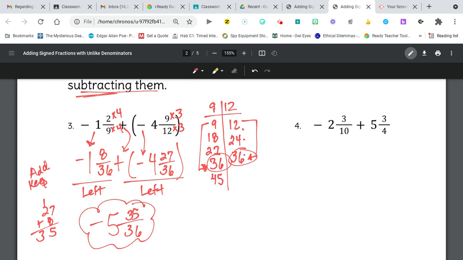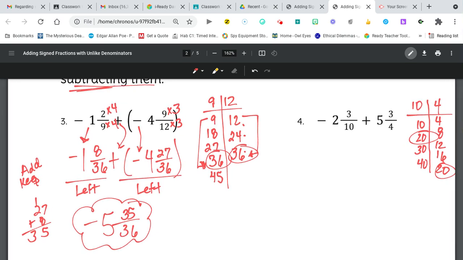All right, let's take a look at number 4 again. Make sure you're pausing the video, guys, and taking notes. 10, 20, 30, 40, and so forth. Here I got 4, 8, 12, 16, 20. Now somebody may have made it to 40 because you didn't pay attention that you have a smaller one, but 20 is the smallest one. So I'm going to multiply this by 2 and multiply this by 2. That gives me negative 2 and 6/20.